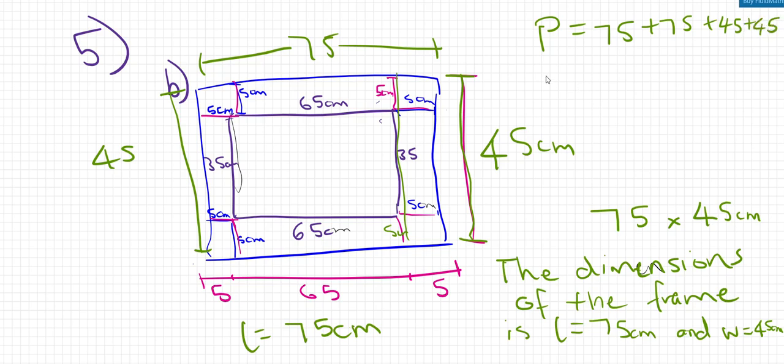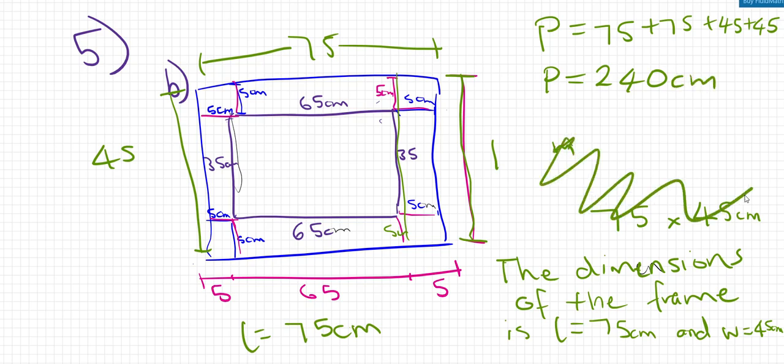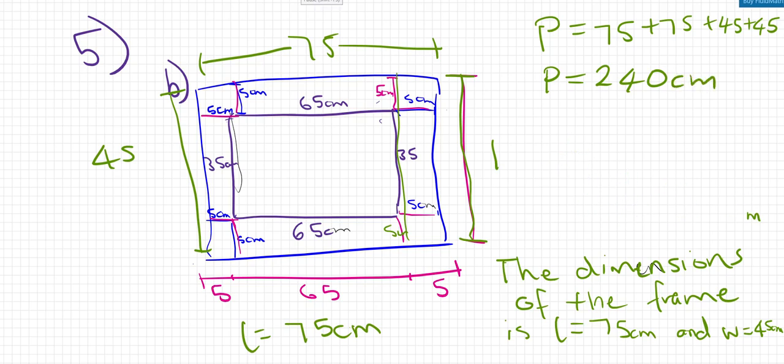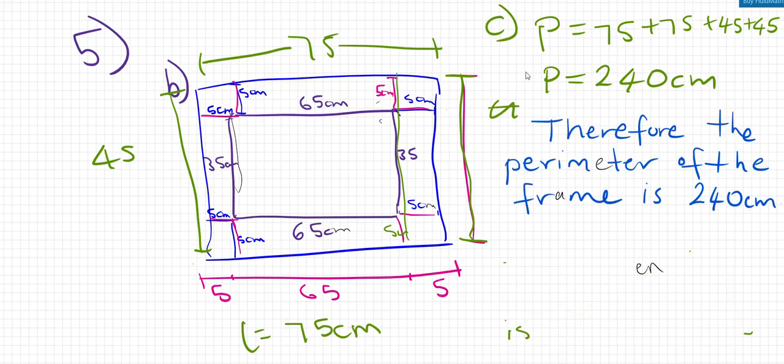Add this mentally or with an algorithm, and you should have got 240. Our units are still in centimeters. Okay, and now don't forget to write a final answer as a sentence. So therefore the perimeter of the frame is 240 centimeters.